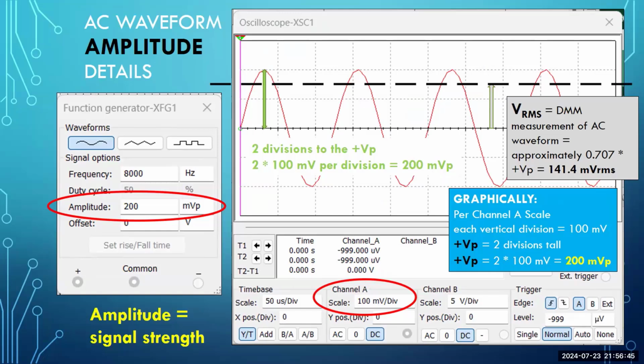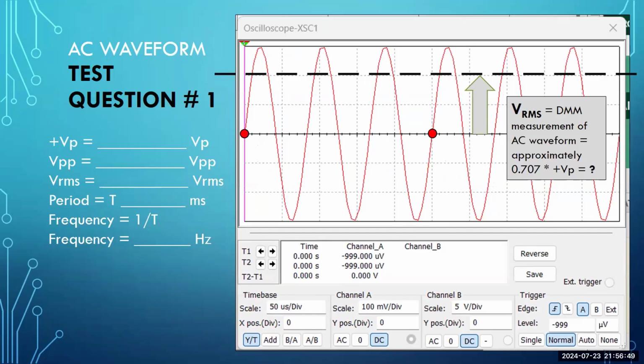All right, now you're ready for a test question. Ha! You thought this was just a watch and see? No. Here's the test question. Freeze the frame, put it on pause, and write these values down that you're going to need to determine graphically from the display. You were asked to determine positive V peak, fill in the blank. You were asked to determine volts peak to peak, fill in the blank. You were asked to calculate VRMS, fill in the blank.